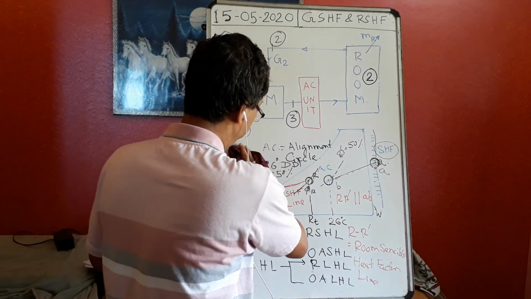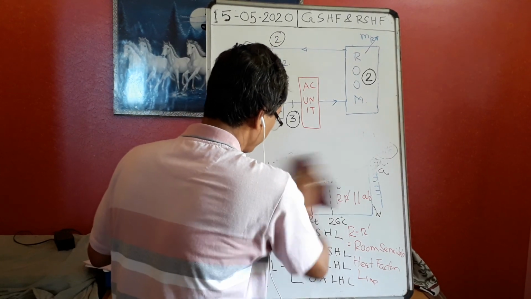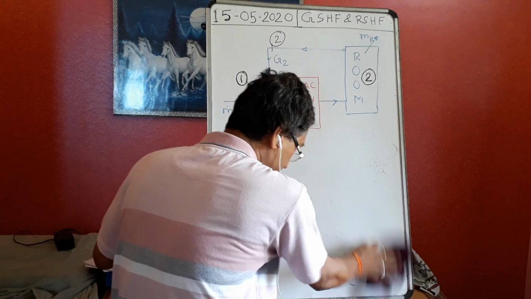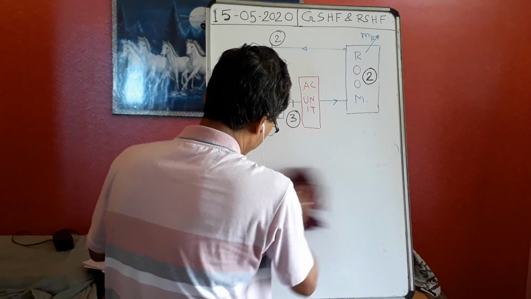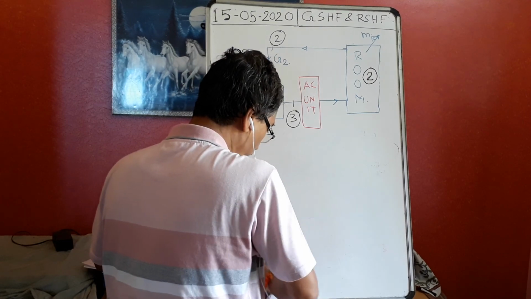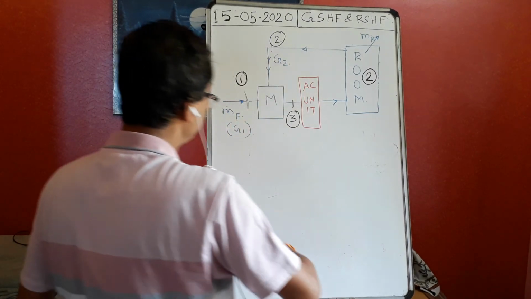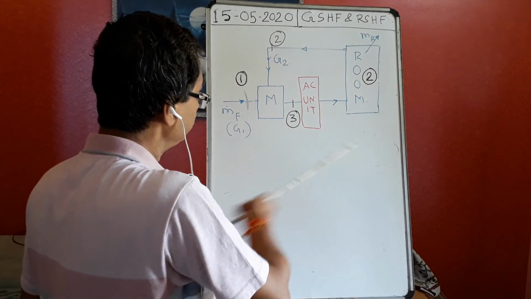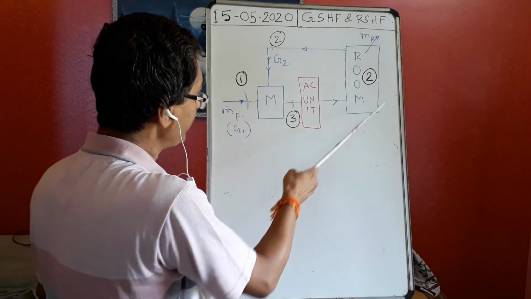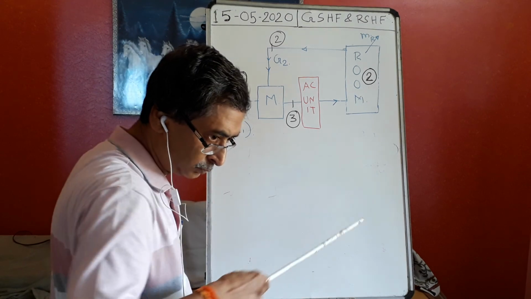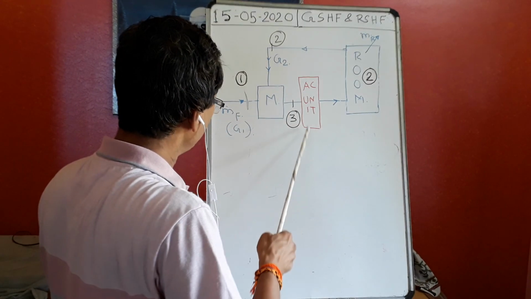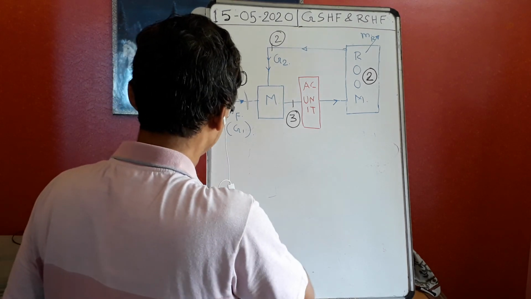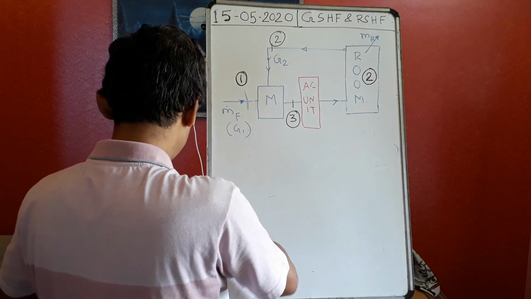Now we will learn a very important diagram. I have told that some air always has to be, this cannot be continuous. So this is my room. Room is at condition number 2. This is our AC unit. This is our mixing unit. M stands for mixing unit.